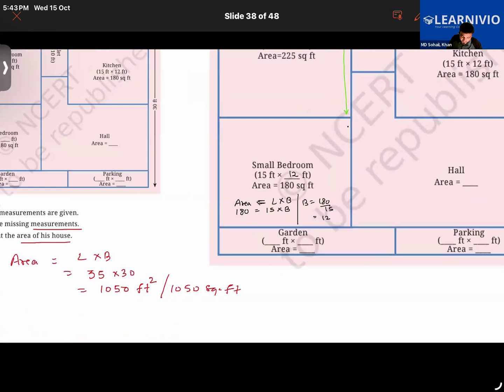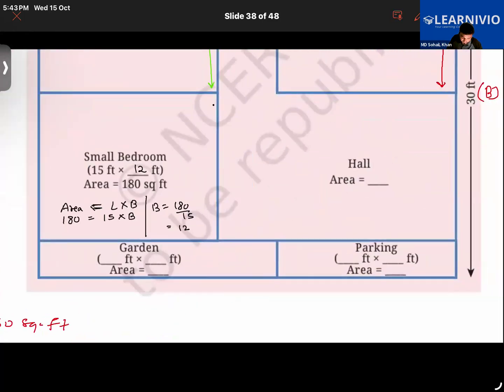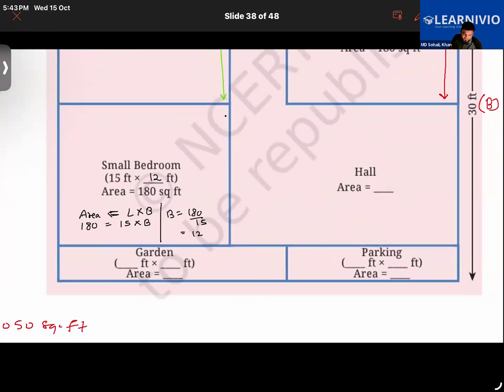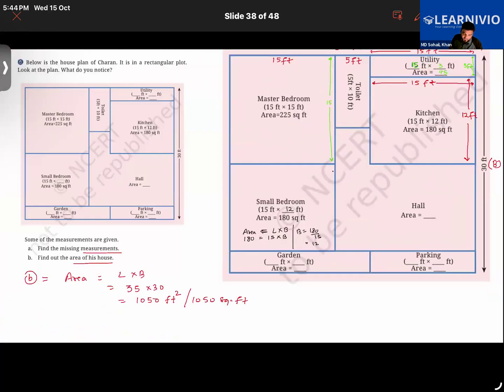Okay. Now what else is missing here, Sai? The area of the hall is also missing, no? Area for all. And you see the area of the garden and parking is also missing. We will get to the area of the hall a bit later. Let's do the easier ones first.